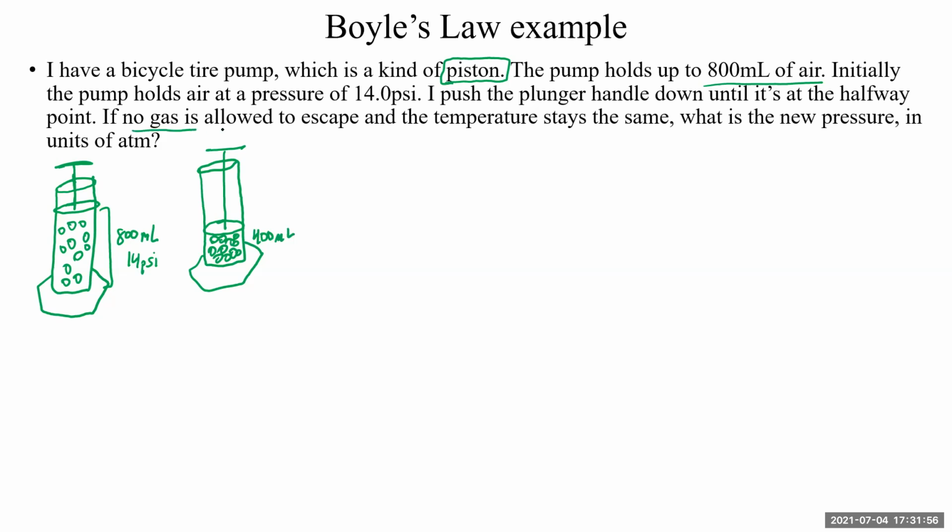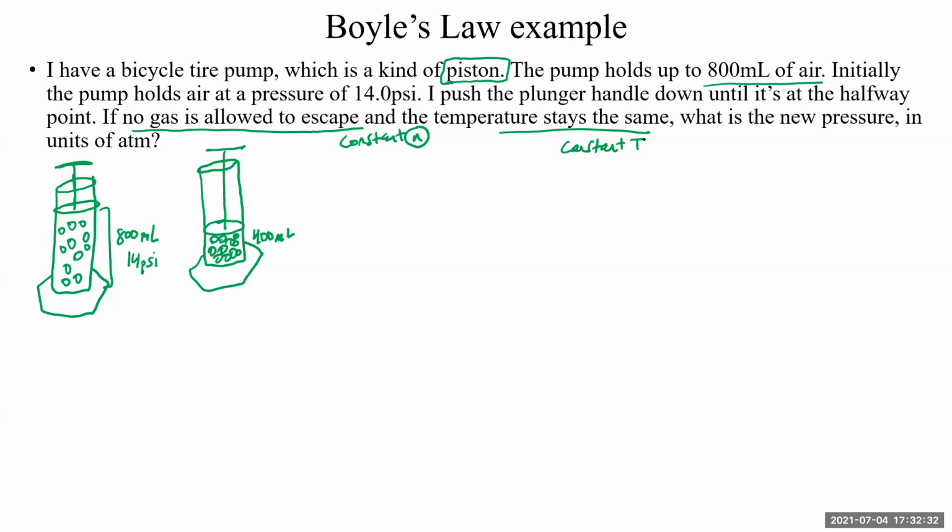If no gas is allowed to escape, what are we saying there? Constant n. Moles are not allowed to change. That's what we mean when we say no gas is allowed to escape. The moles are kept constant, and the temperature stays the same. Again, I'm saying this in order to fulfill the requirements of applying Boyle's law, which relates pressure and volume. Therefore, moles n and temperature T must remain constant. So I'm specifying that in the problem.